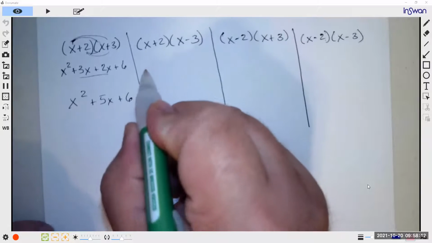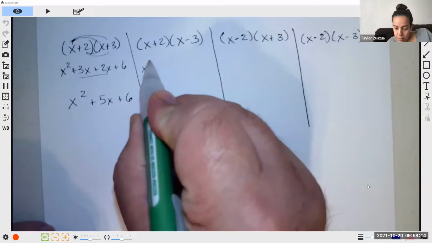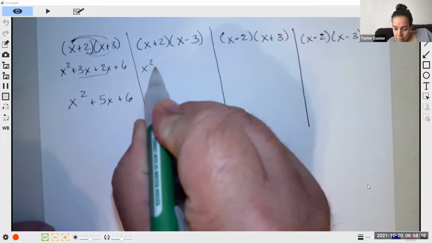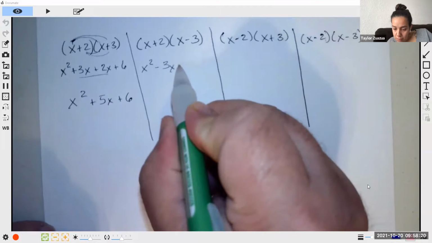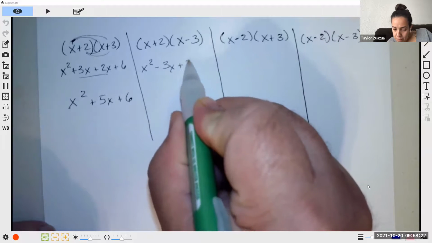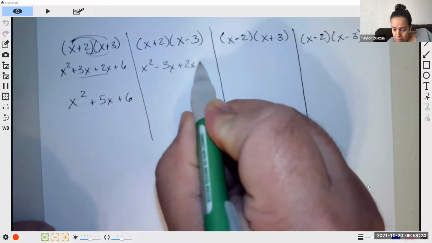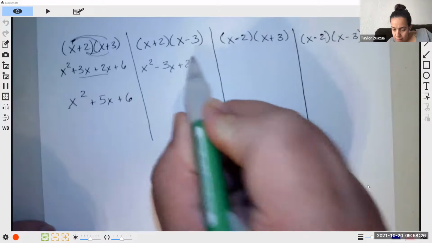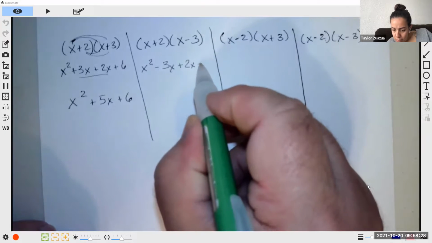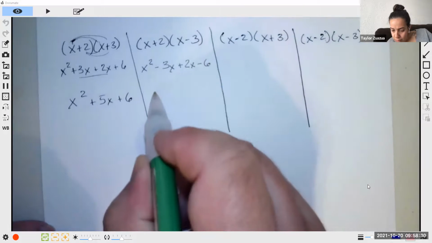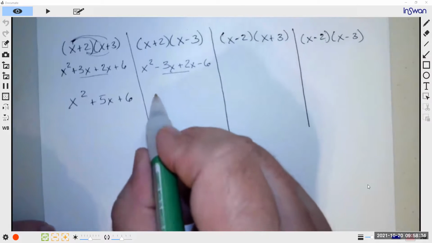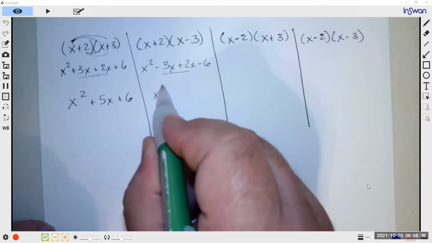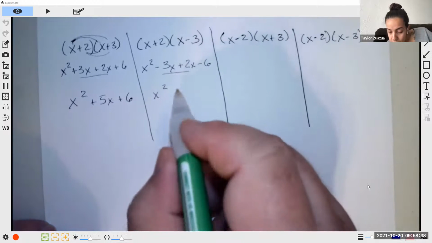All right, so it's X squared minus negative 3X, and then plus 2X. And then negative and the positive is negative 6. Very good. Now you combine like terms.